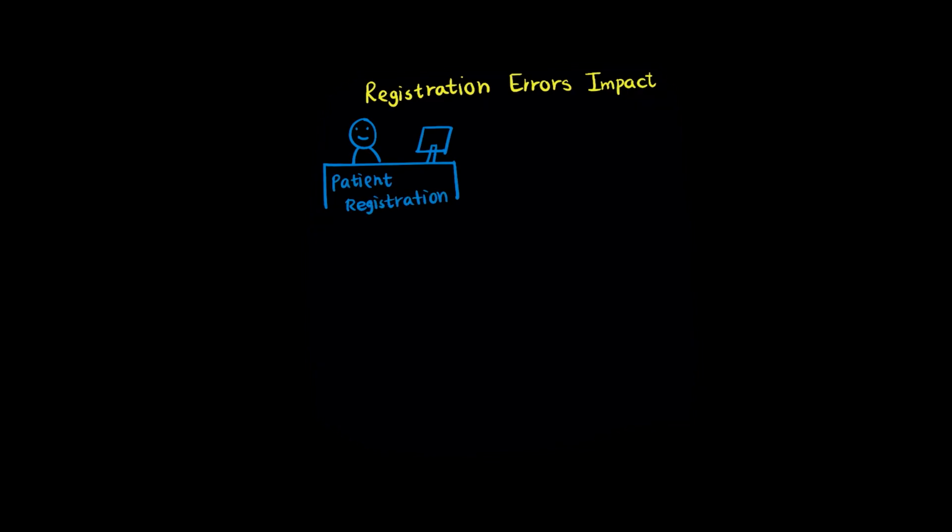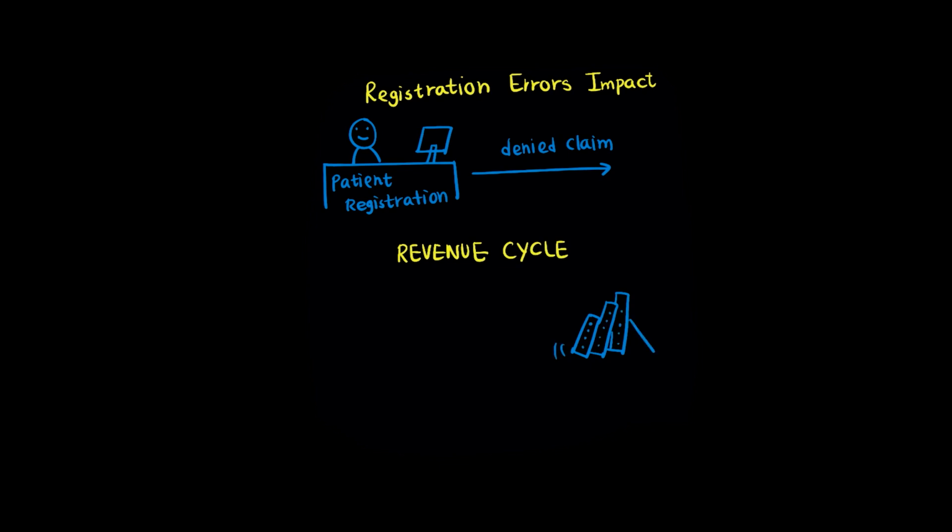Revenue cycle management is a critical process that starts at patient registration. When incorrect insurance information is entered during registration, it leads to claim denials, affecting the facility's reimbursement timeline and requiring staff to reprocess claims, directly impacting the revenue cycle. The revenue cycle encompasses all financial processes from registration through final payment, forming the financial lifeline of healthcare operations.